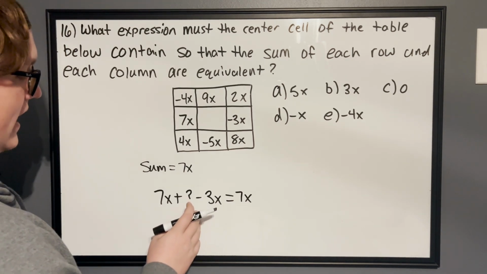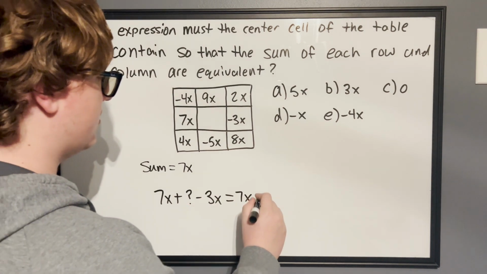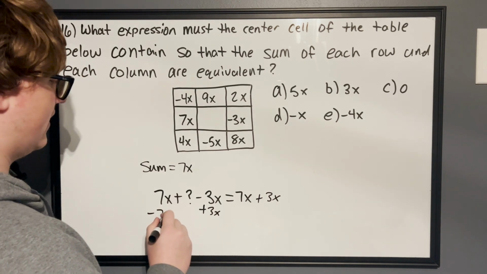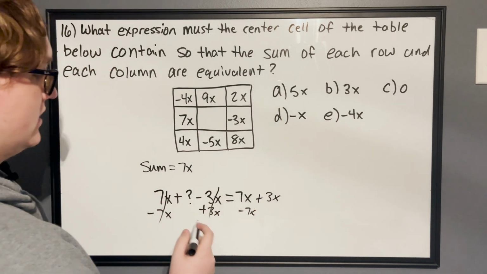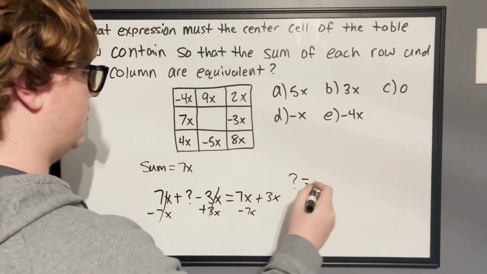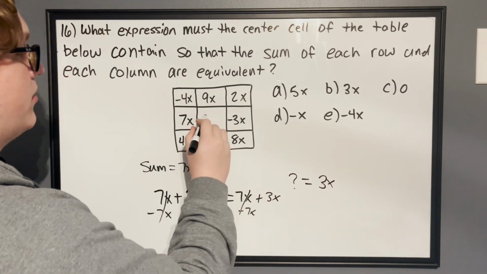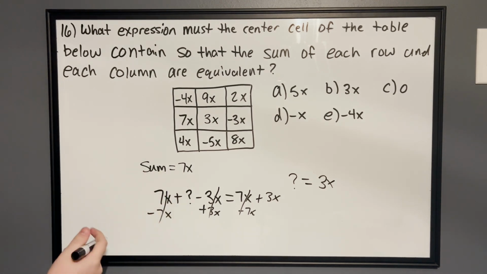So let's go ahead and just solve for the question mark. Let's solve for what we're missing. So we're going to add 3x over here. So plus 3x plus 3x. And then we're going to subtract 7x. Minus 7x minus 7x. So these will cancel, these will cancel. We get question mark is equal to, and these cancel too, is just equal to 3x. So if we put 3x in here, every row or column that we add up is going to be equal to 7x. So we can just check that.